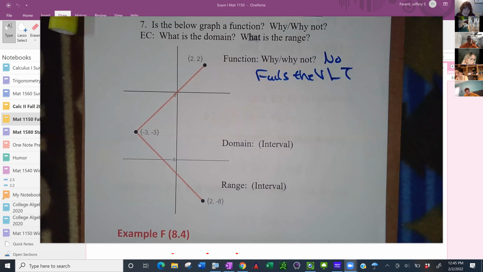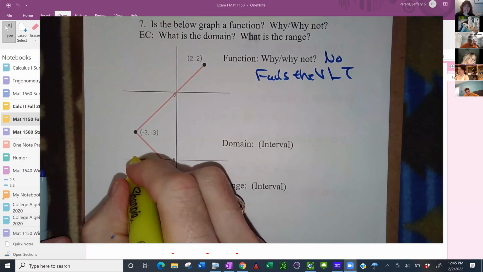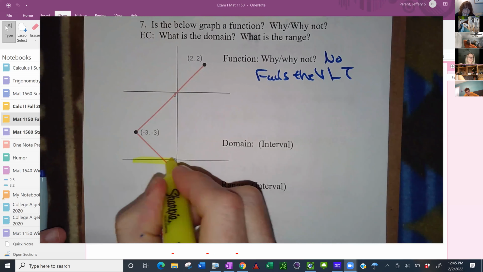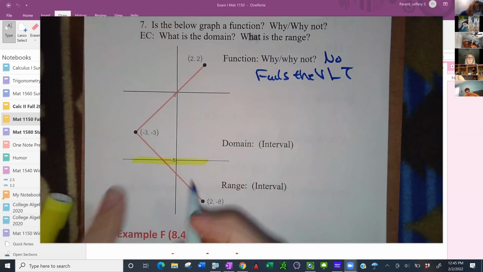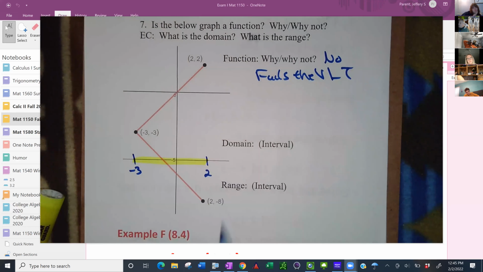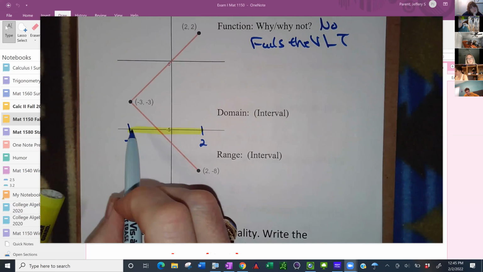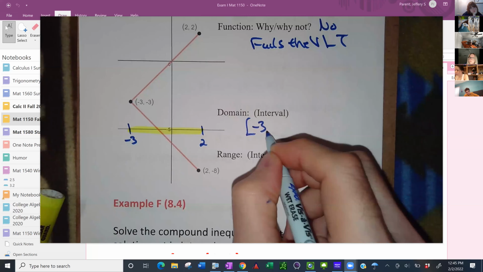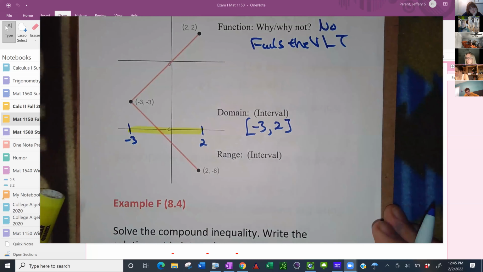Now its domain, those are the x values that are graphed. So the domain is going to be from here to here. How far to the left does this go? Well, it goes to -3. How far to the right does it go? It goes up to 2. Are we including these points? Is there something that's on the graph at -3? Yes. So bracket. Up to 2, bracket again. Beautiful. That's your domain.